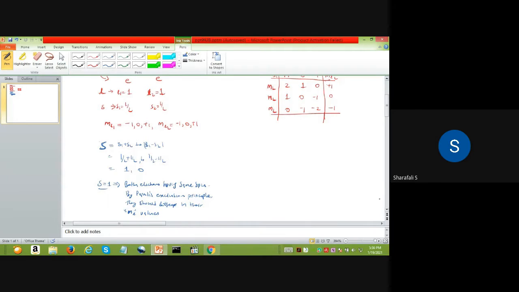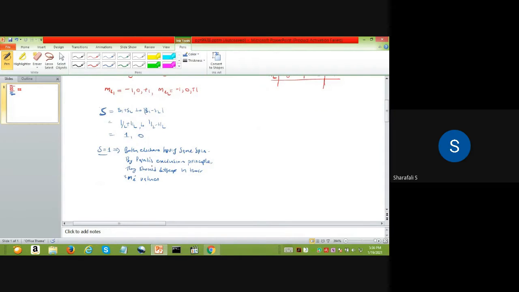Now, if you consider S equal to 0, it means that both have different or opposite spin. Hence, any ML values are possible.